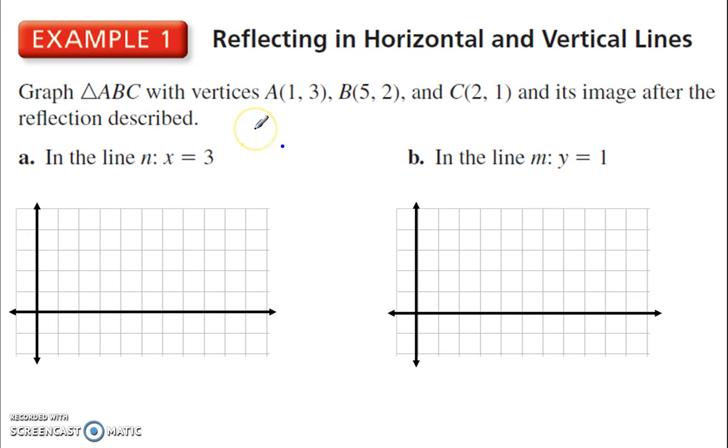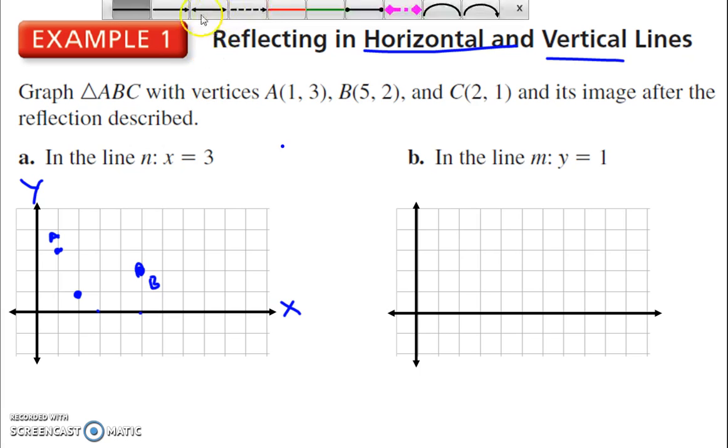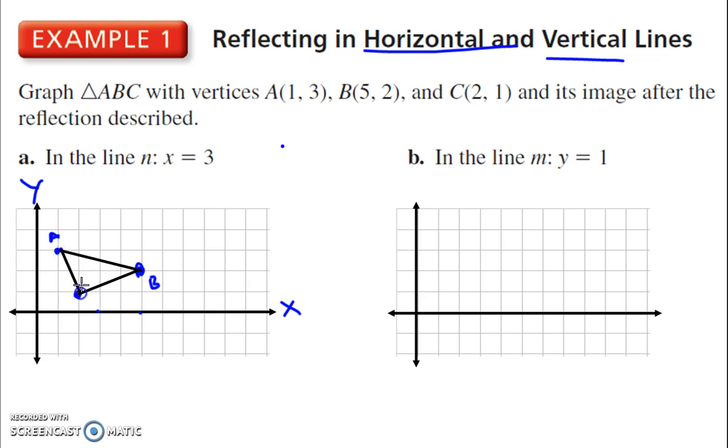Okay, if we're reflecting across horizontal and vertical lines, let's have a look. So we've got triangle ABC with vertices 1, 3. So there's 1, 3. That's A. 5, 2. This is X and Y. This is B. And C is 2 and 1. This triangle is what we're going to reflect. Boom. There we go. Beautiful triangle.